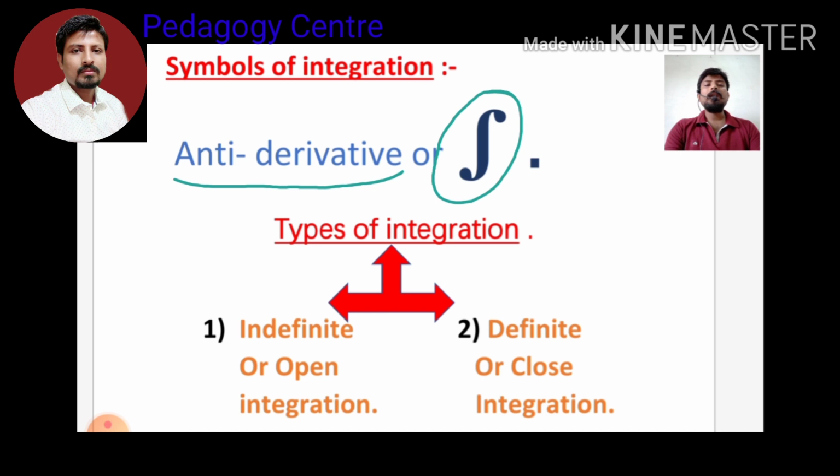Why do we call integration antiderivative? Because it behaves like the opposite of derivative. It means if you differentiate a function to get a value, and then you want to get back your function from that value, then you should integrate that value and then we get the main function. So it is called antiderivative.